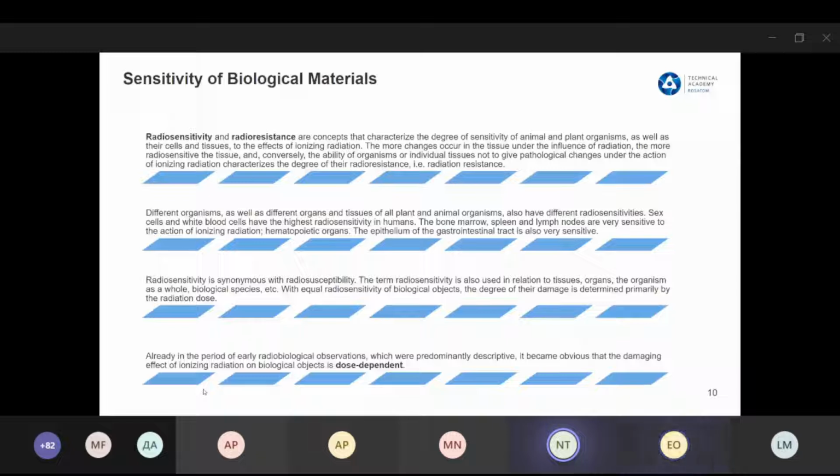An example of a tumor that simultaneously exhibits the properties of radiosensitivity and radiocurability is lymphogranulomatosis. Renal cell carcinomas and malignant melanomas are radioresistant and radiocurable. Different organisms, as well as different organs and tissues of all plant and animal organisms, also have different radiosensitivities.